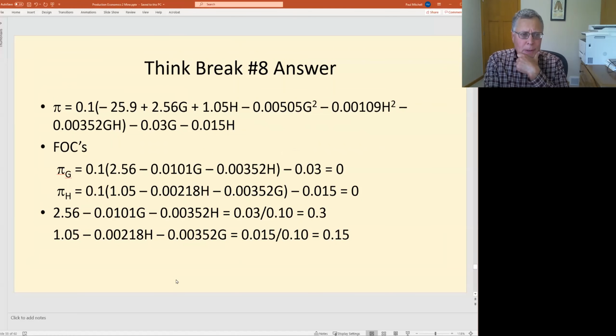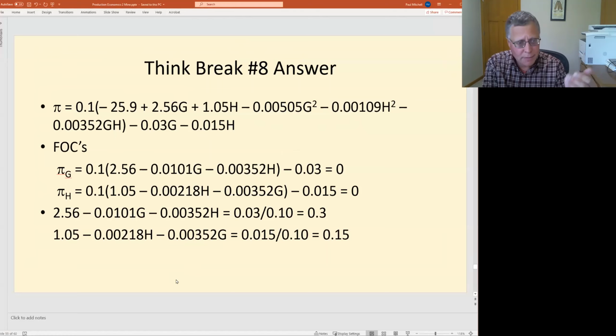Okay, welcome to the next part here. I'm going through think break number 8. You can see the layout is exactly the same. It's 10 cents a pound though instead of 14 cents. So 0.1 times that same long production function, and then 3 cents times G and 1.5 cents times H, both of them with negatives for the cost side.